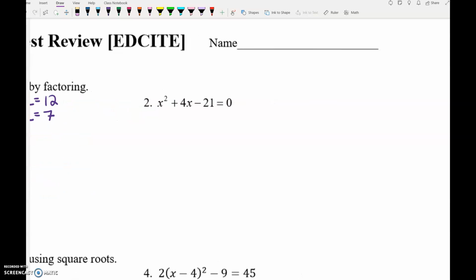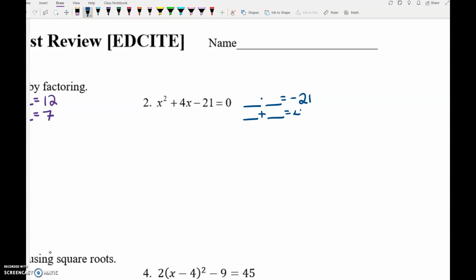Number 2. Same type of problem. We are looking for two numbers that multiply to give us negative 21 and add up to 4. 1 times 21 is not going to work. 3 times 7 could work if it was a negative 3. Negative 3 plus 7 is positive 4. Negative 3 times 7 is negative 21. So x minus 3, x plus 7 equals 0. Our solutions are then positive 3, that's weird, and negative 7.